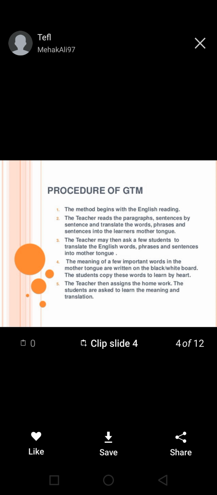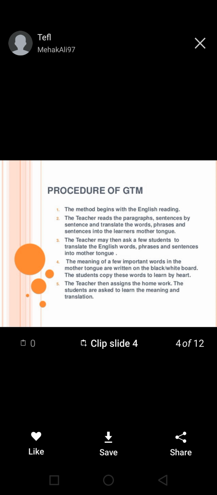Now come to the procedure of GTM. What is the procedure of GTM? So the method begins with the English reading. The teacher reads the paragraph sentence by sentence and translates the words, phrases and sentences into the learner's mother tongue. So the teacher may then ask a few students to translate the English words, phrases, and sentences into the mother tongue. The meaning of a few important words in the mother tongue are written on blackboard or whiteboard.